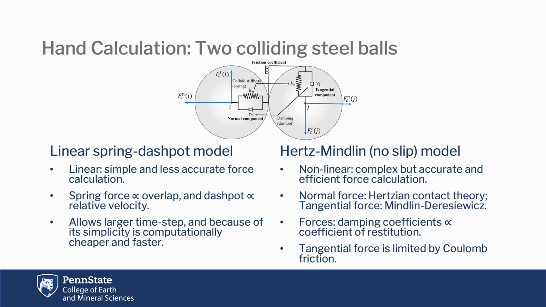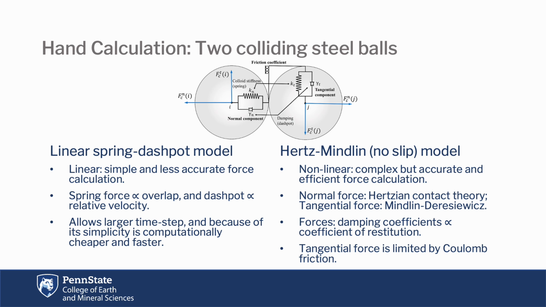Over here we have the schematic for two colliding balls at the instant where the two balls actually make contact with each other. There are many other modifications, but these are the two primary contact models that we use in DEM simulation for particles. The first one is the linear spring dashpot model, or linear spring and damper model, and the second is the Hertz-Mindlin no slip model.